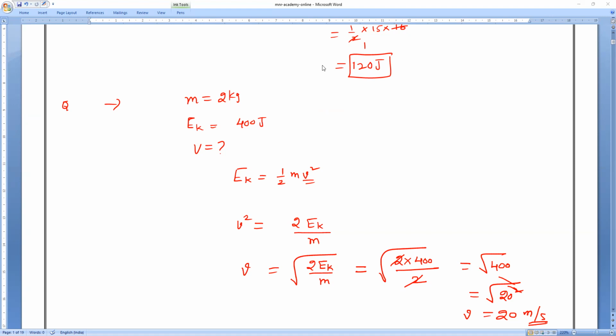First thing you should understand, their speed is given in what, everybody? Kilometer per hour. You must convert into what? Meter per second. Yeah, that is very important. Everybody has to do that.